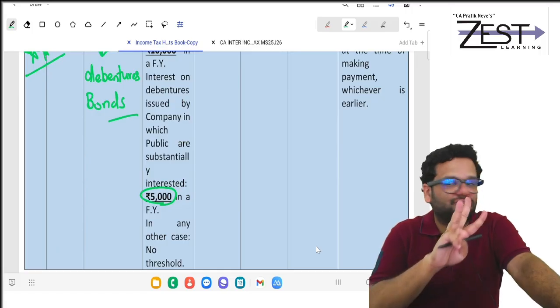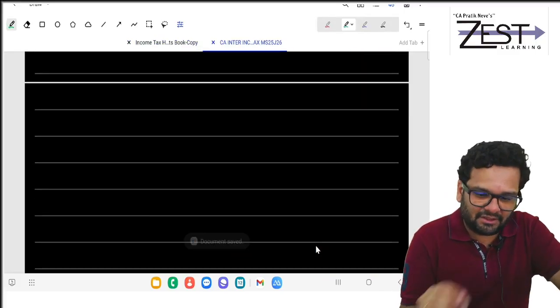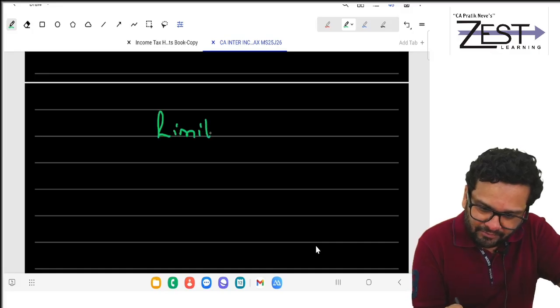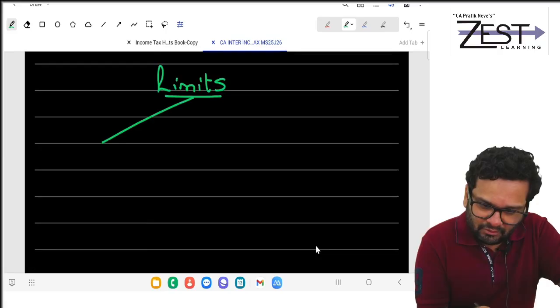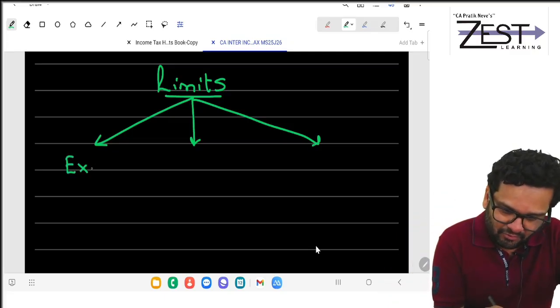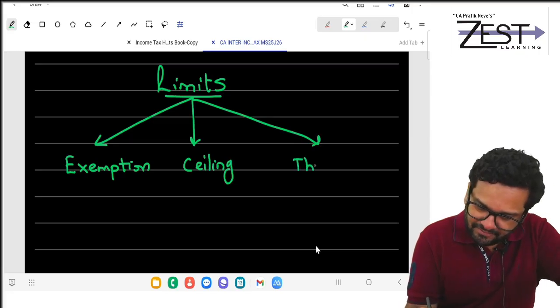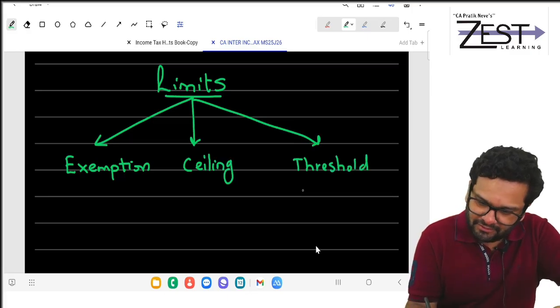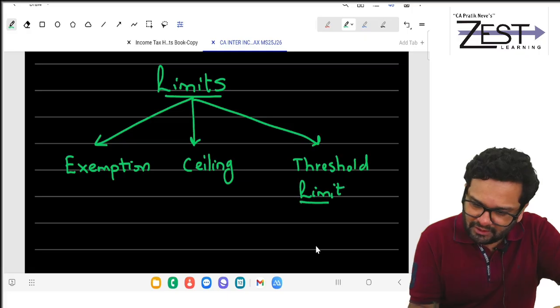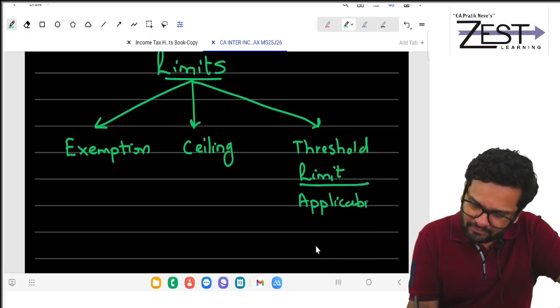That is the meaning of threshold. Actually, 3 limits we discussed in income tax. Understand? 3 limits I am discussing in income tax. Don't assume that you know them. 1, 2, 3. 1 is exemption limit. 1 is ceiling limit. 1 is threshold limit. So you know, threshold limit is for what? Applicability of provision.